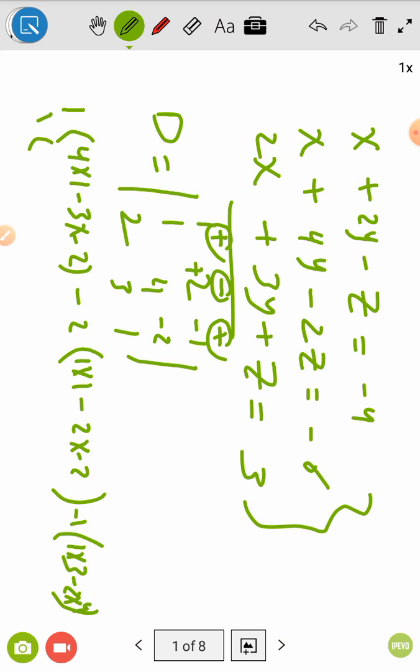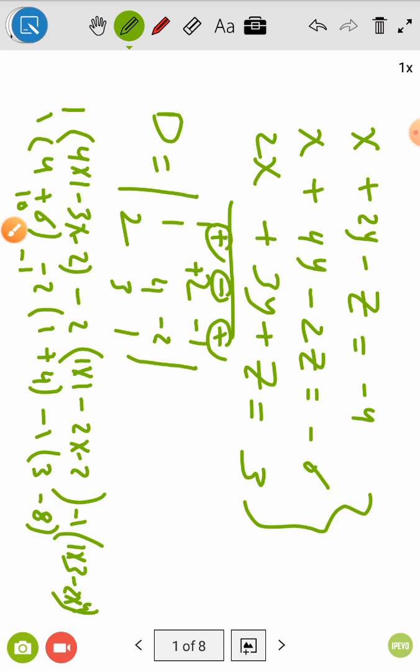Here 1, 4 plus 6, negative 2, 1 plus 4. Here negative 1, 3 minus 8. Here 10 times 1 will be 10. Here 5 multiplies negative 2, negative 10. Here negative 5 multiply negative 1 will be plus 5. Then the determinant of the variables equals 5.